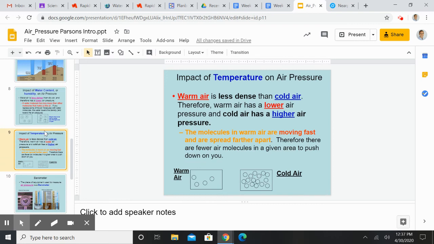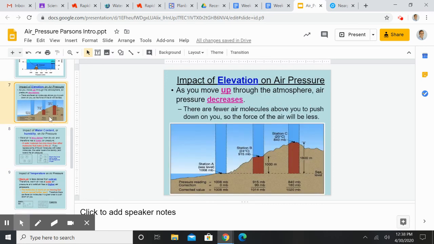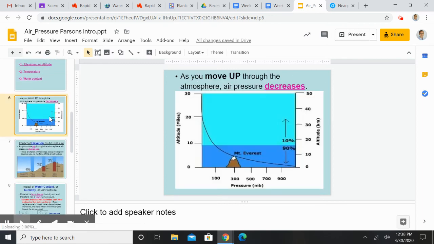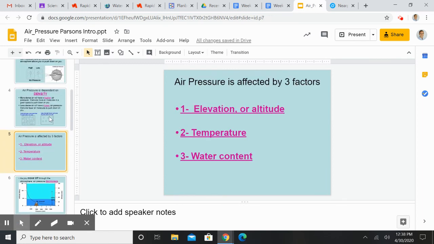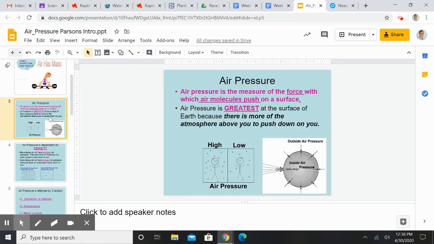That when temperature, water content or humidity, or elevation increase, air pressure decreases. And you want to talk about how more dense air is going to give you higher air pressure, less dense air, lower air pressure. And then you want to talk about what air pressure is. So make sure all those things are in your notes.